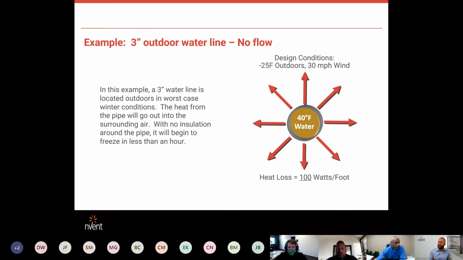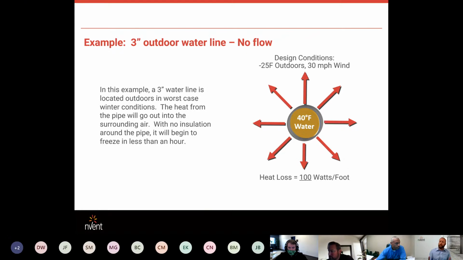So in this analogy, you can see that a pipe with no heat tracing or insulation, the heat loss is very high. So we have a 3-inch diameter water line. It's outside. It's minus 25. Let's say the water is in there. It pushes through and it stops flowing, and it's at 40 degrees.